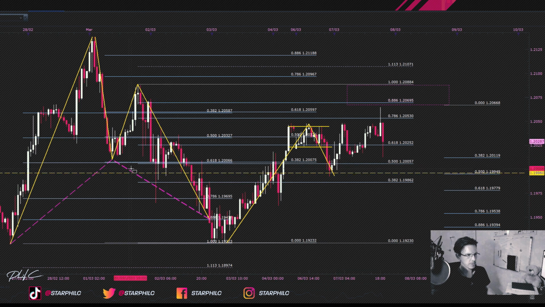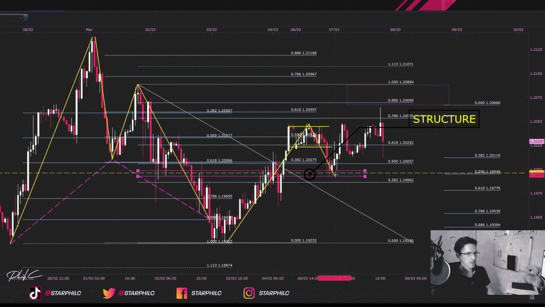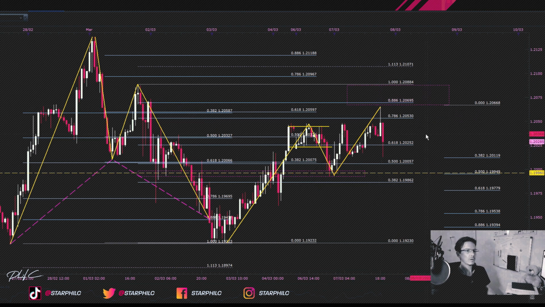Structure looking left, right at this level. And then we get another move up. And when we got that move up, it hit our target 2, which is good. We will take that. That's a big trade. That's 151 pip move right here, so that's wonderful.